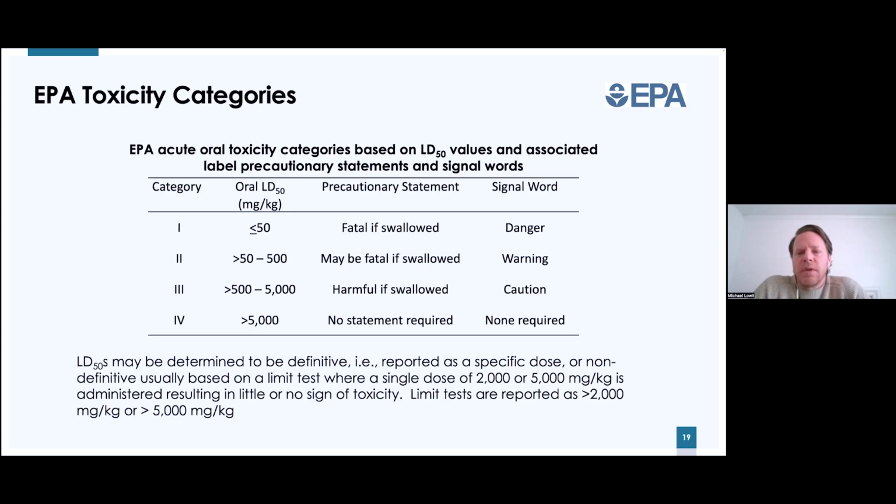This slide is to illustrate the EPA toxicity categories that are associated with different levels of acute oral toxicity to rats. When these studies are conducted, it's common for limit tests to be conducted that simply demonstrate that the LD50 is greater than 2,000 or 5,000 milligrams per kilogram body weight for compounds that the registrant anticipates are relatively low toxicity. This slide also shows you the type of precautionary statements and signal words that are placed on product labels. Next slide, please.